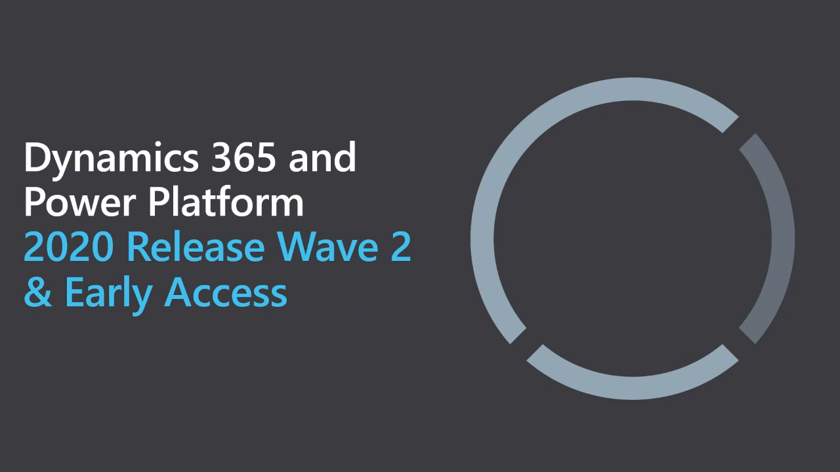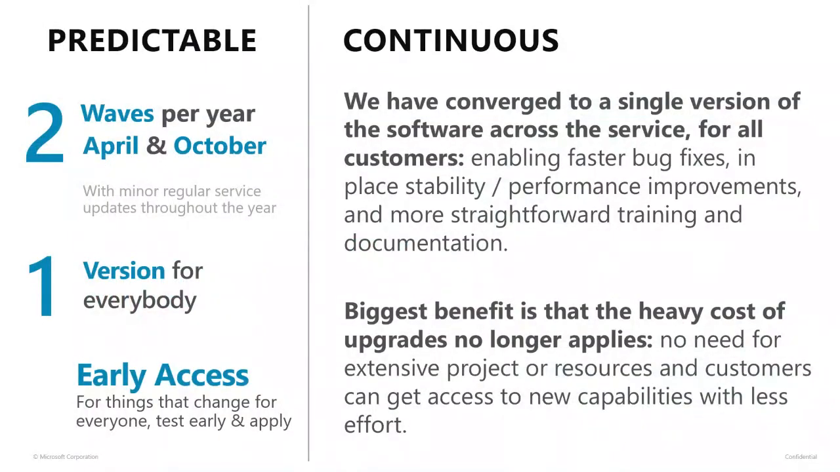So for both Dynamics 365 and Power Platform, and both of those are intertwined together for Dynamics 365 customers, we have 2 releases a year. So the one right now that we're addressing is the 2020, which is the year, and then a release wave 2. So we have 2 major releases.